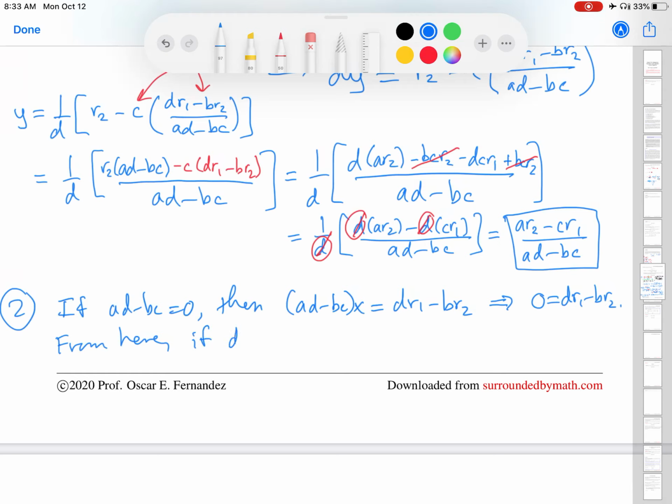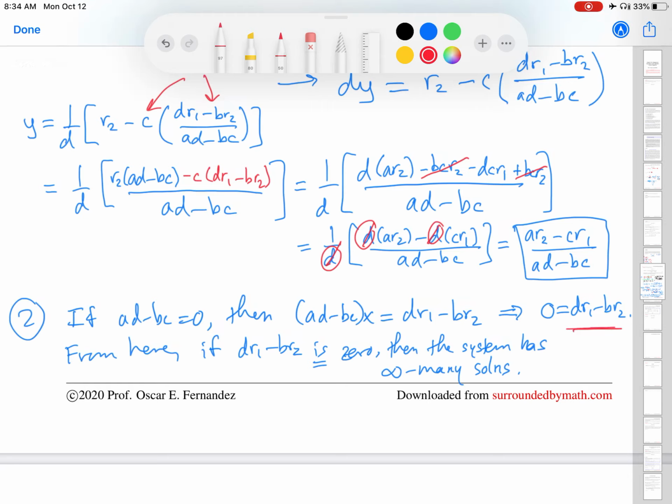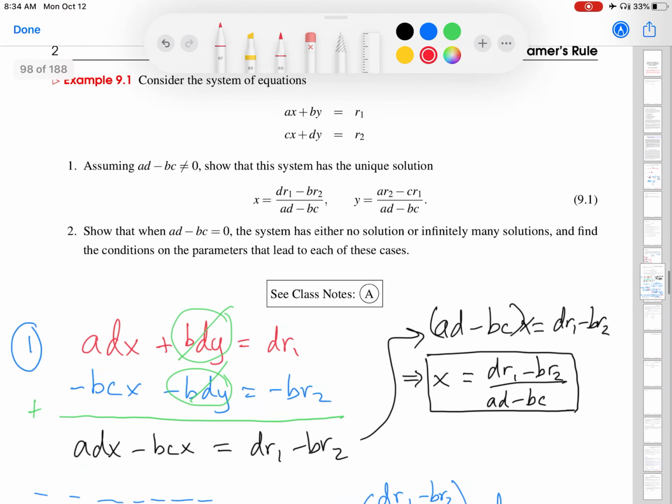if dr1 minus br2 is 0, then the system has infinitely many solutions. Why would that be? Well, that would be because if this right-hand side equals 0, then one of the reduced equations in the original system is essentially 0 equals 0. And there will remain the second equation.